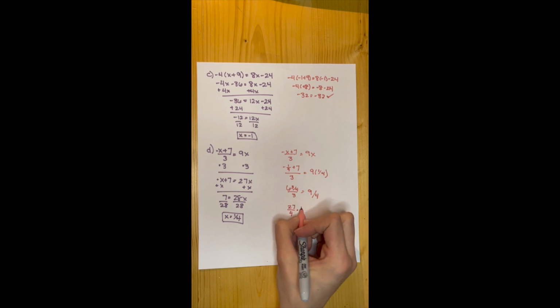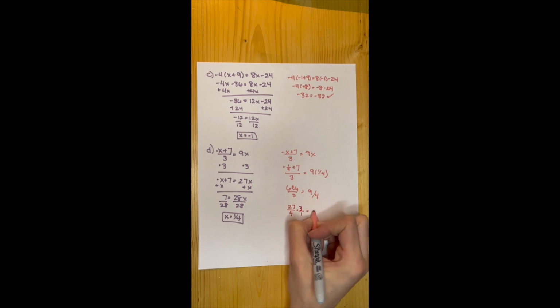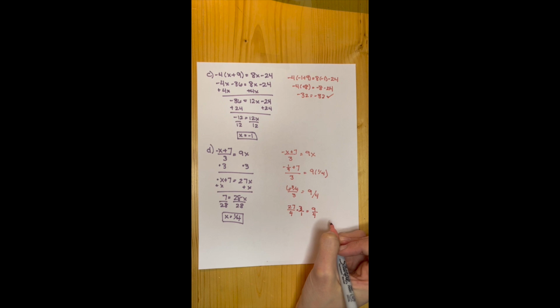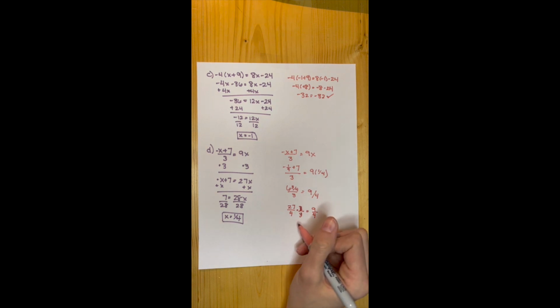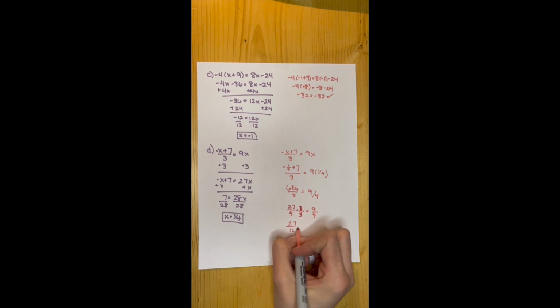Then when we divide by 3, we're actually multiplying by 1/3. You can see my confusion there. I did 3 over 1, should be 1/3. Whoops. So then when I multiply this by 1/3, I get 27 over 12. And 9 over 4 equals 9 over 4. Check.